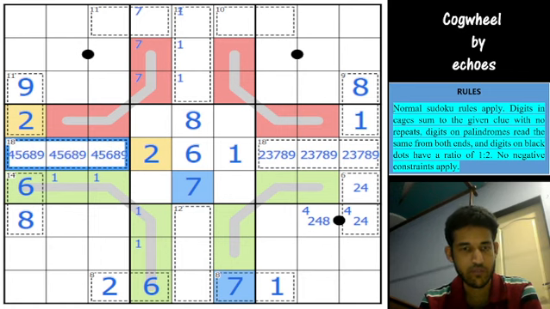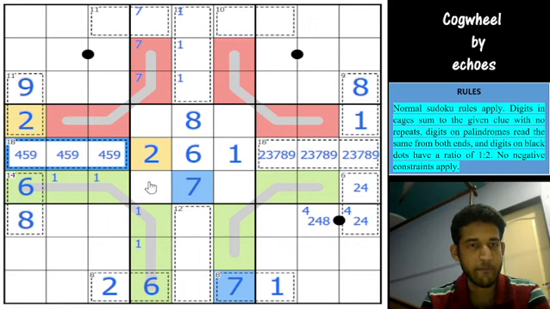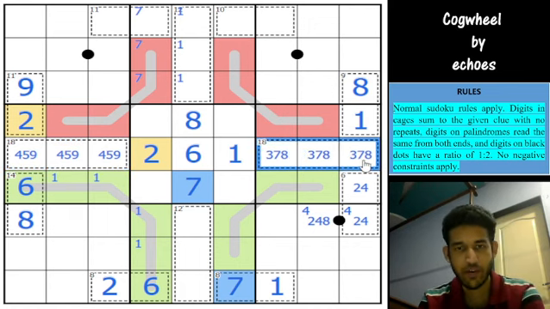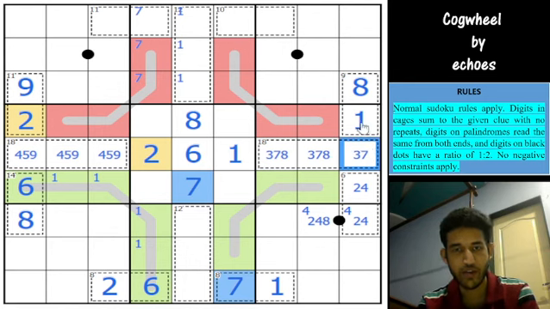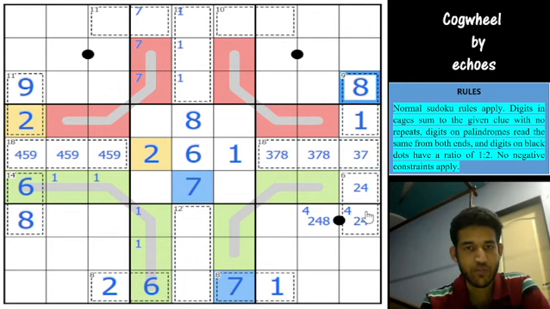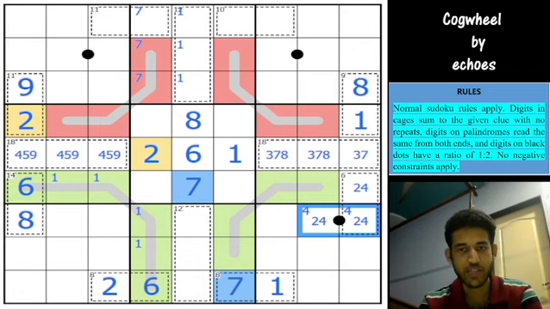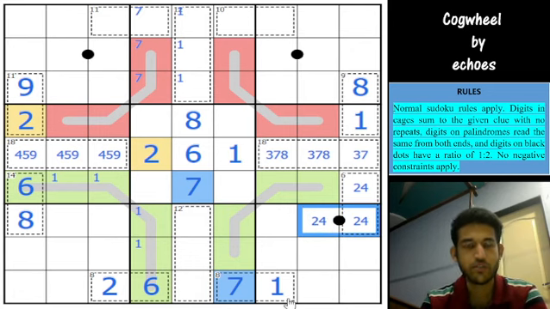It has to be 4, 5, and 9, right? And which means this is 3, 7, 8. 8 is not here. And because of the 8 here, we know that this can only be 2 and 4. And that is satisfying the cage as well, right?